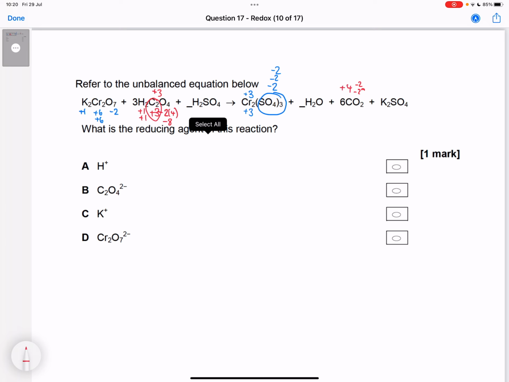So the carbon is increasing its oxidation state. That means carbon is being oxidized. It means carbon is involved in the reducing agent. So there we go. We can select the ethanedioate ion as the reducing agent.